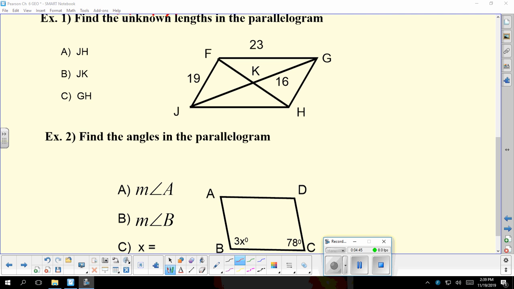All right, so JH, we know opposite sides are congruent, so if FG is 23, JH must also equal 23. JK, the diagonals bisect each other, so those guys are congruent, and then those guys must be congruent. So JK also must equal 60. The last one, GH, opposite of FJ. So GH must be equal to 19.